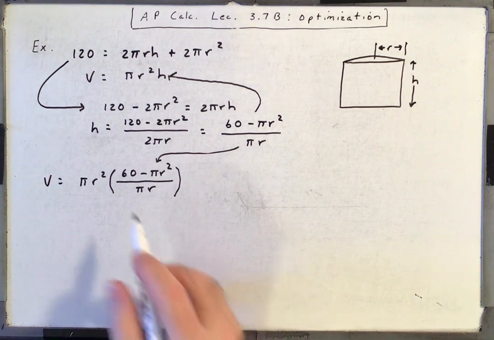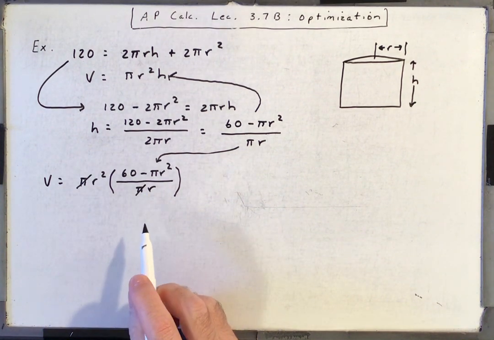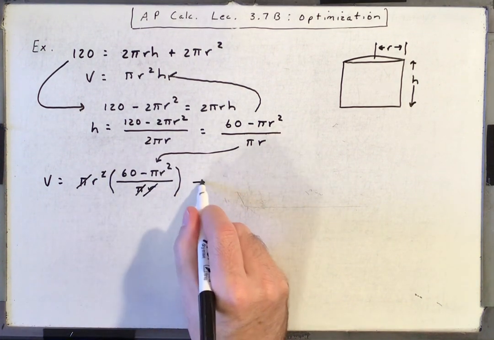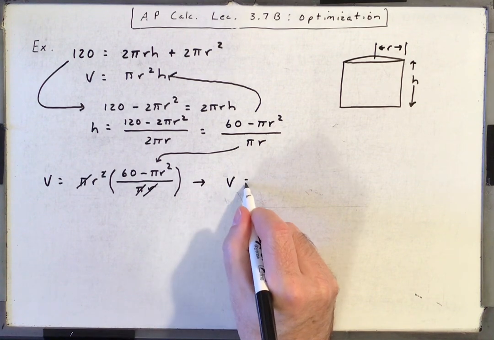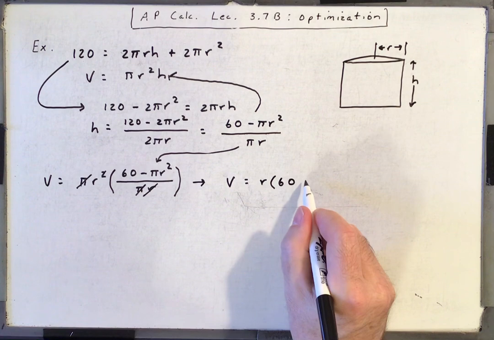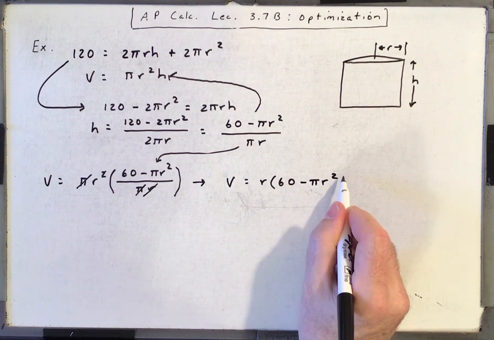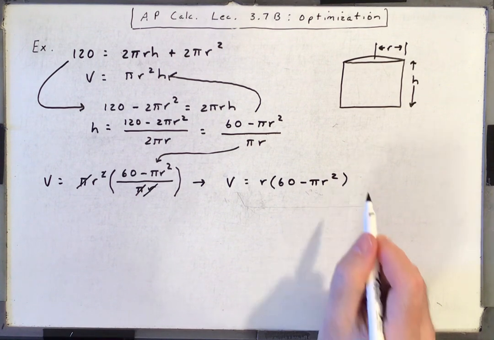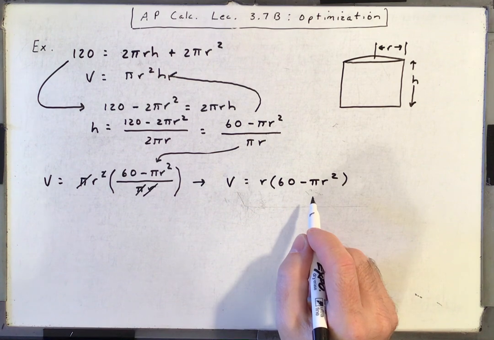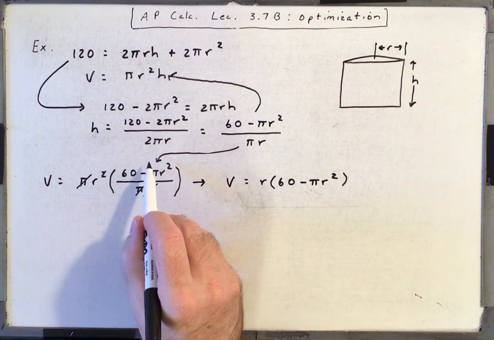Now some stuff cancels. This pi and that pi cancel. That radius cancels, and one of the radius cancels there. So you end up with volume is equal to just r times 60 minus pi r squared. All right.